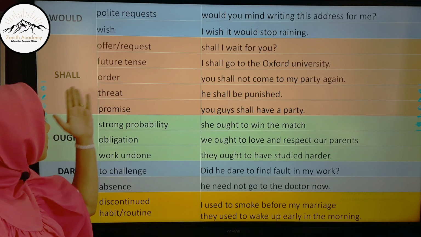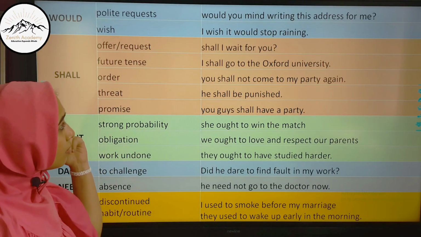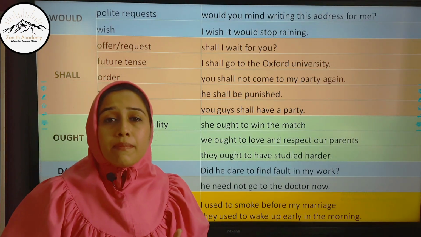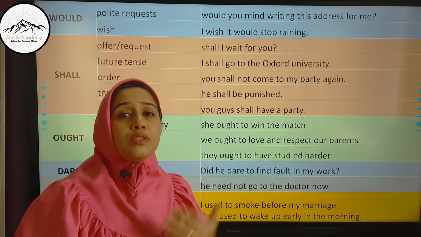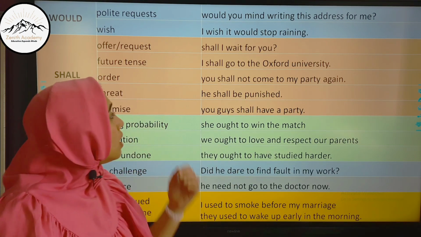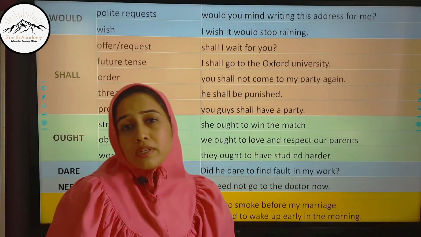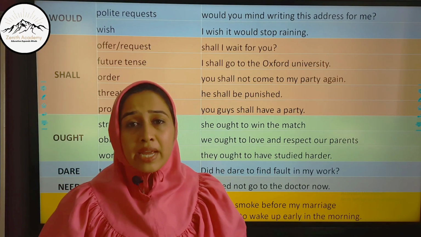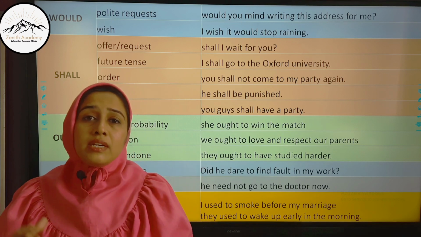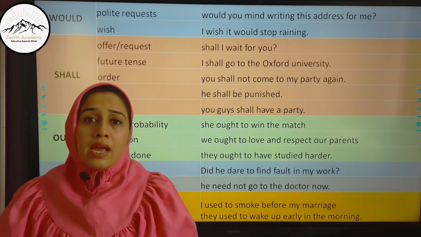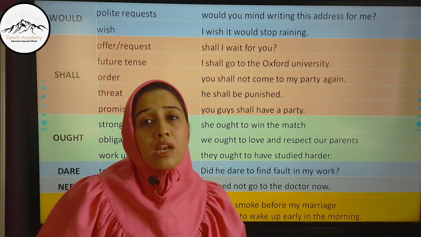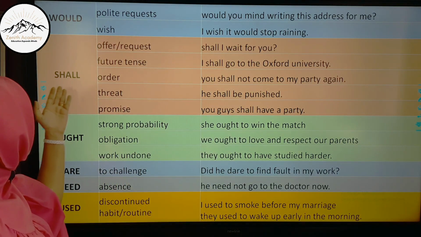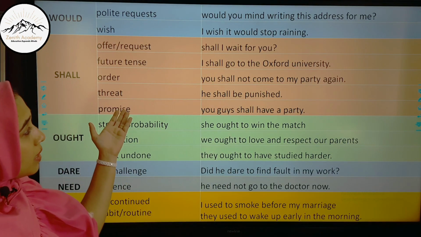The main use of shall is in future tense. Whenever you are saying something definite in the future tense, we use the word shall. I shall go to the Oxford University. I shall go to my mom's house in a few days. So this is an action that will take place in the future, and to convey that we use the modal auxiliary shall.